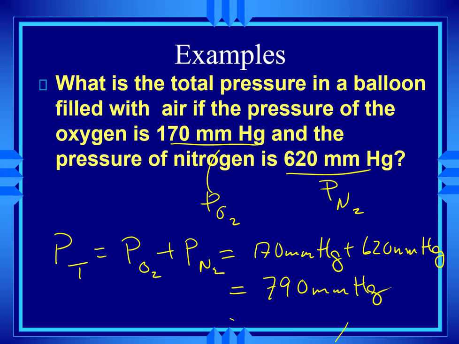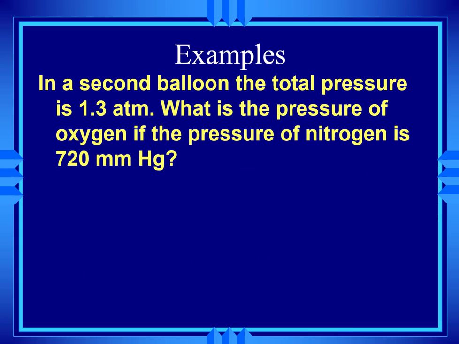Extra super hard. Okay, then let me give you the hard version. This is the hard version. In a second balloon, the total pressure is 1.3 atmospheres. What's the pressure of oxygen if the pressure of nitrogen is 720 millimeters of mercury? This would be number 10.